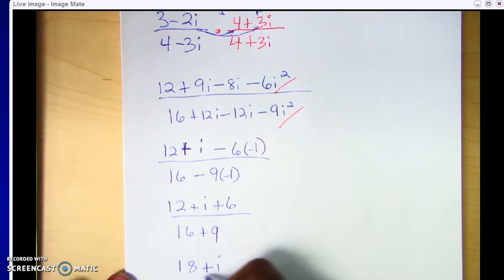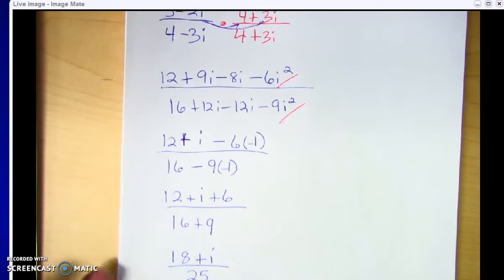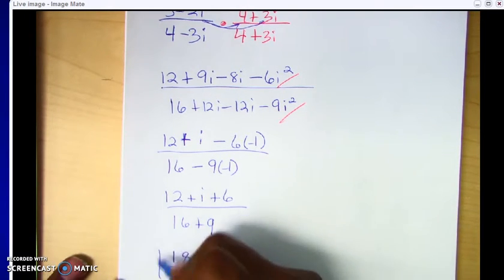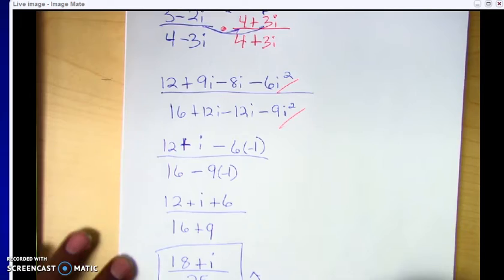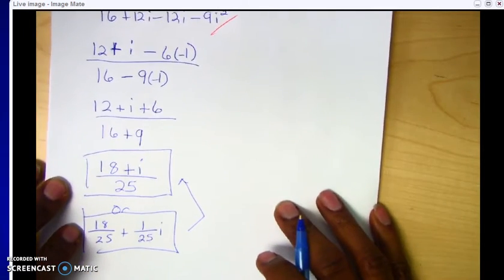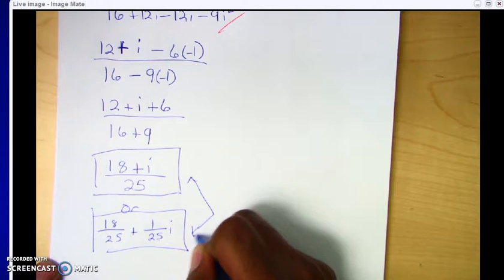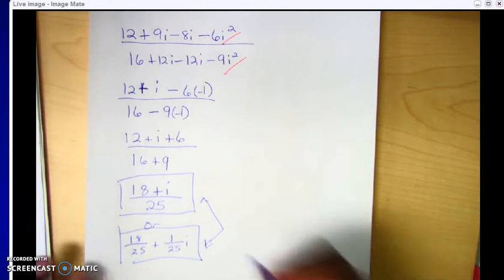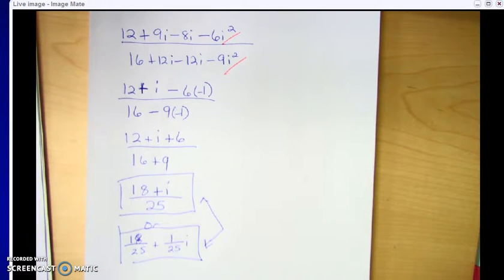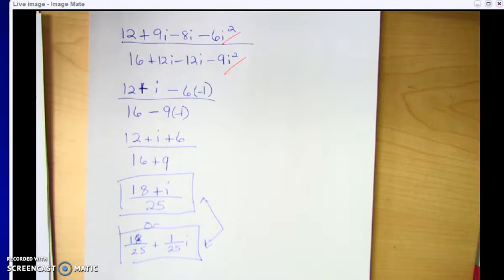18 plus i over 25. Or there's another answer. One of the books called it 18 over 25 plus 1/25 i. So these are the same answers here and here. It's the same answer. All right. Push that up so you guys can see it. There you go. These two on that last step are the same answer. All right. Any questions? Those are complex numbers.